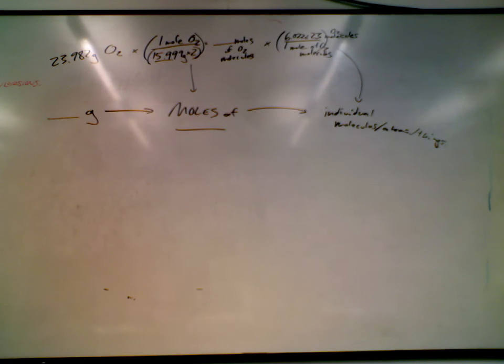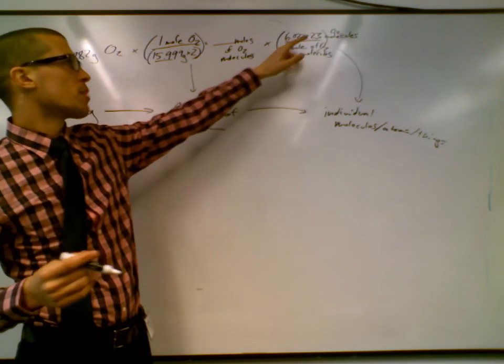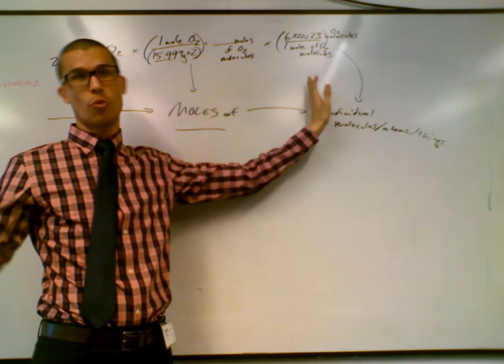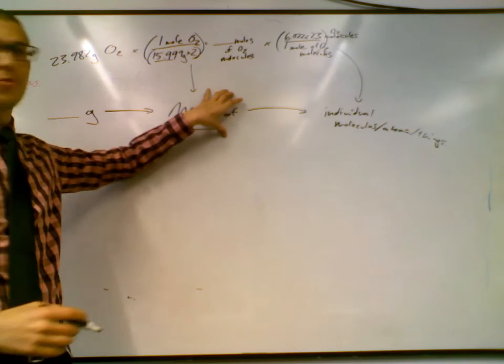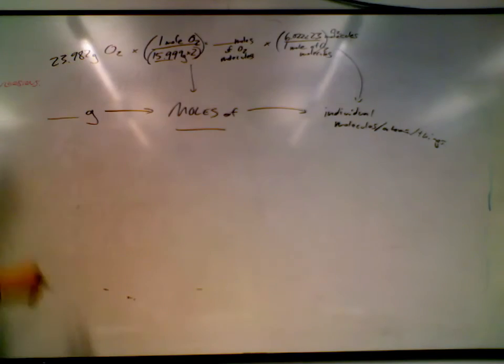Now, the reason this works is because we have these things called conversion factors, where this right here, 6.022 times 10 to the 23rd, is in a mole. Okay, so it's like a dozen, 12 is a dozen, so this number is a mole. So you can go from moles of whatever into the individual things, the number of individual things. You can go backwards too.